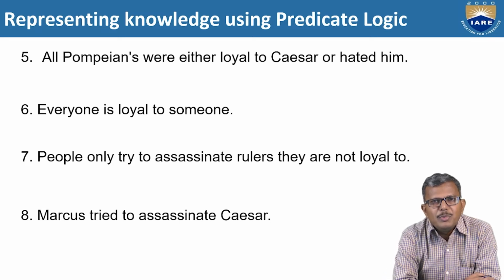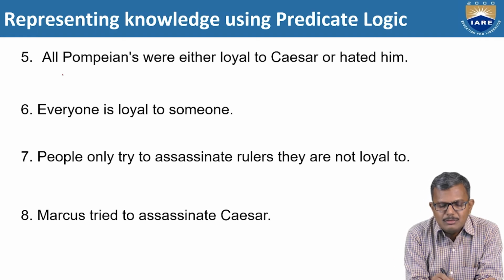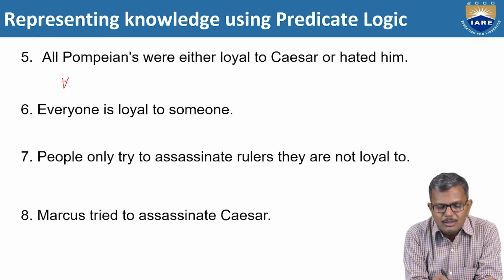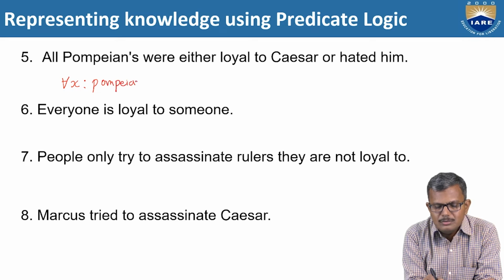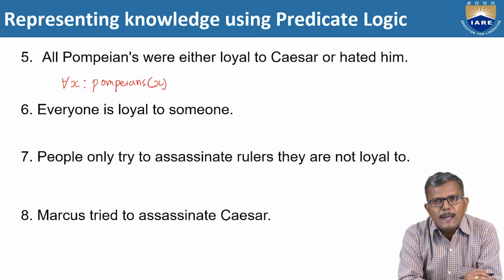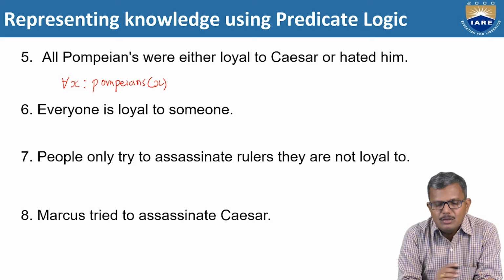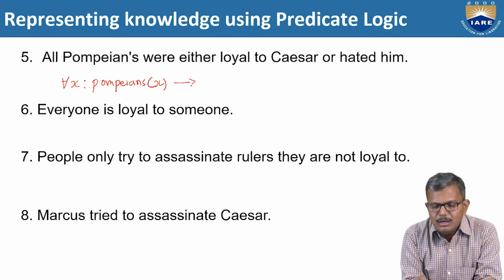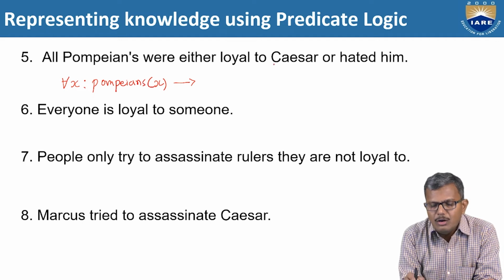See here, all Pompeians were either loyal to Caesar or hated him. All Pompeians, just like we did for the previous one, you have to represent like this: for all X. X is talking about the Pompeians. So it is Pompeians X. What action? They are loyal to. Who are loyal to? X, nothing but Pompeians. Pompeians are loyal to whom? Loyal to Caesar.